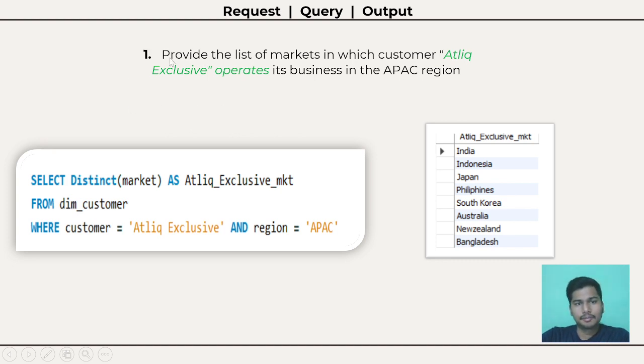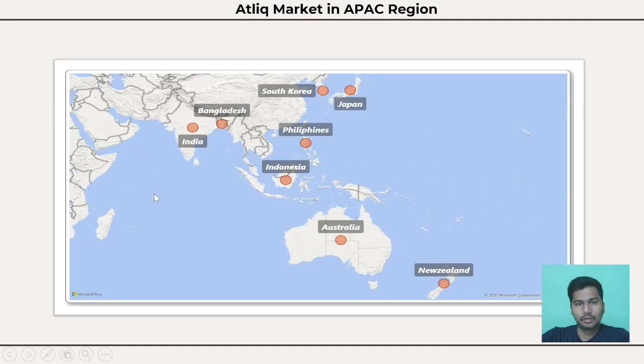The first request was to provide the list of markets in which customer Atliq Exclusive operates its business in the APAC region. So here is the SQL query and here is the output. I used the DISTINCT function and the WHERE clause. This is the result I got. In the visualization, we can see all those countries where Atliq is in the APAC region.